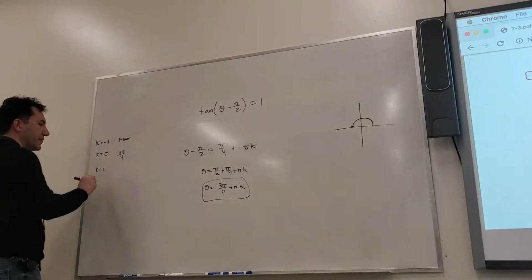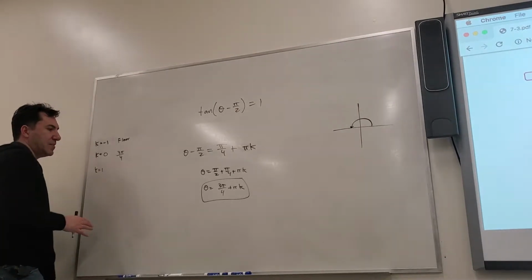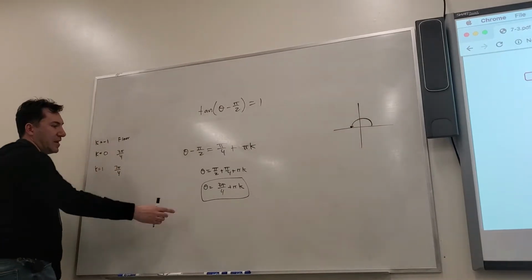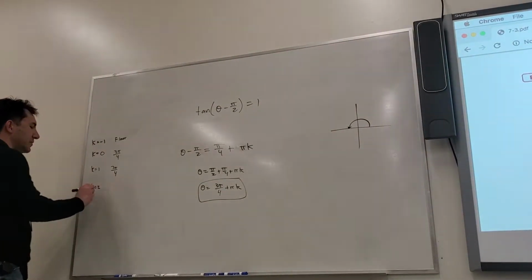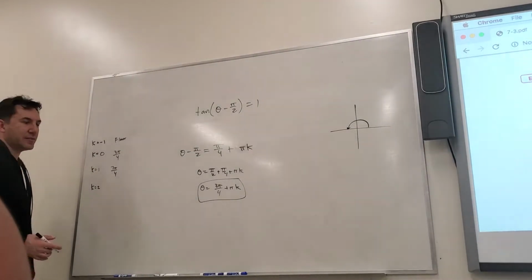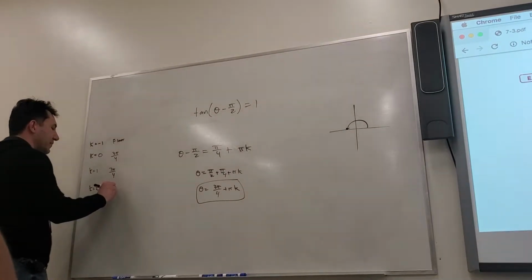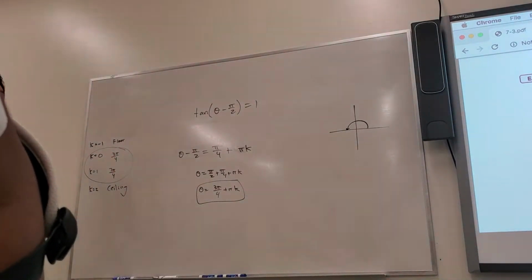Try k equals 1. 5 plus 3 pi over 4, that's less than 2 pi. That's going to be 7 pi over 4, right? You've got to multiply this by 4 and add them. And then k equals 2. Well, it's kind of silly, isn't it? That's 2 pi plus something. That's bigger than 2 pi, right? So this is the ceiling. Okay, so the only solutions are these. And that's it.